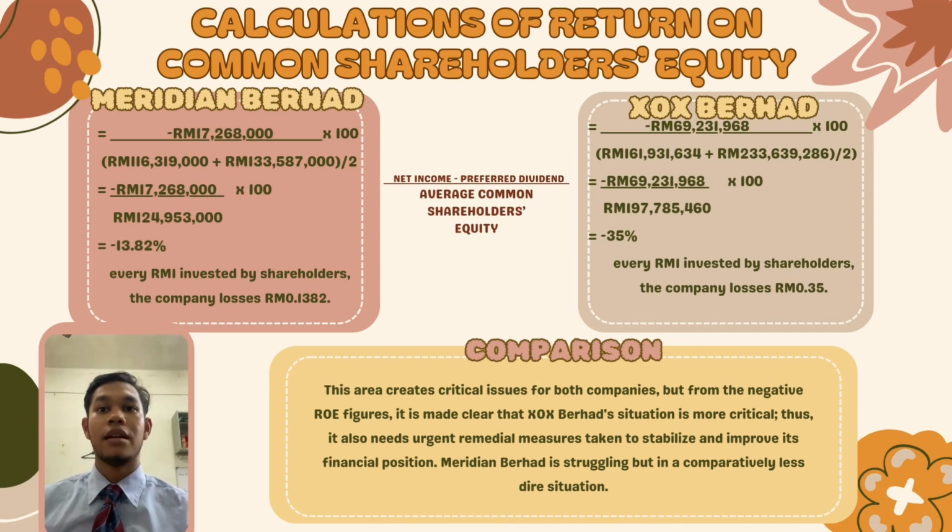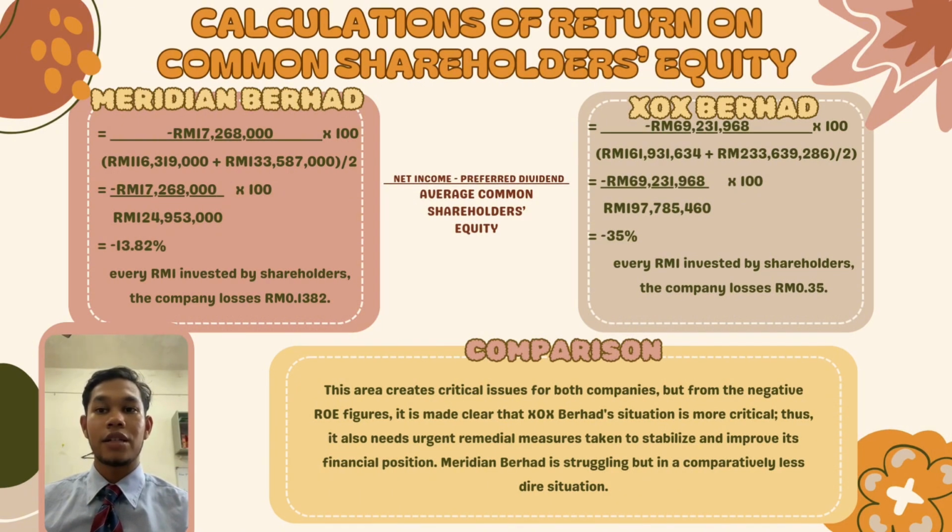The negative 35% return on equity, ROE, reflected by SOX Berhad indicates that the company is not only unable to generate a return for shareholders, but also losing a significant portion of the equity that they invested. This value also indicates that for every 1 ringgit in shareholders' equity, the company has lost 0.35 ringgit.